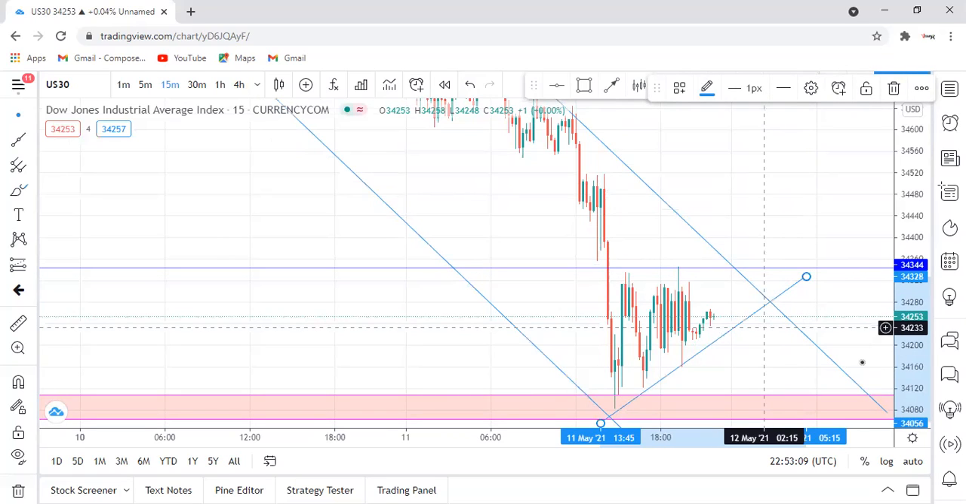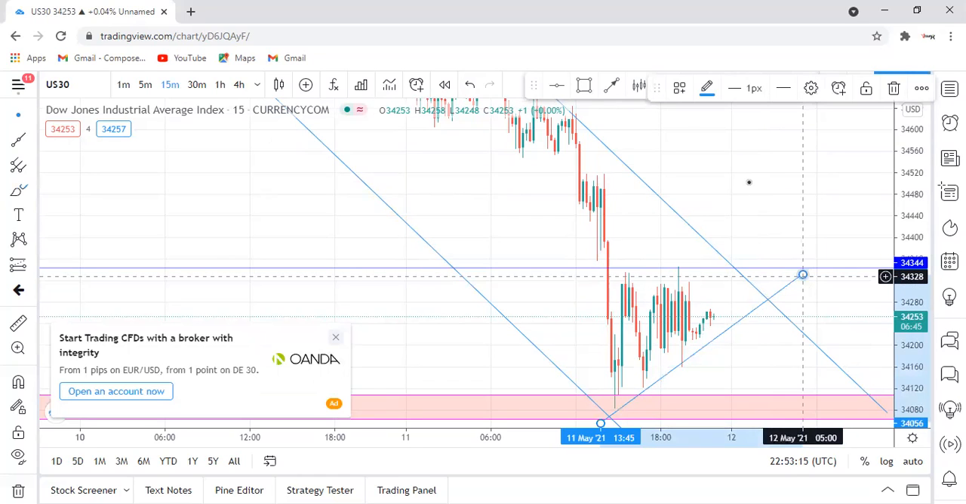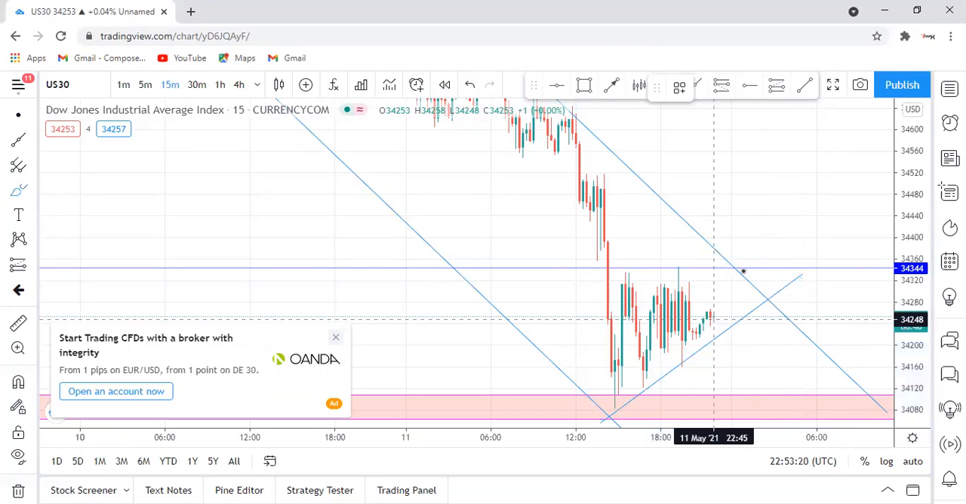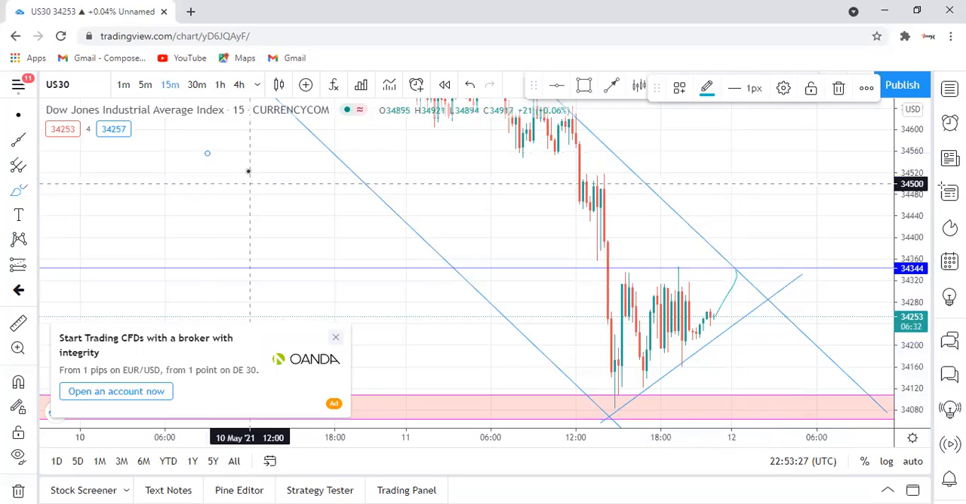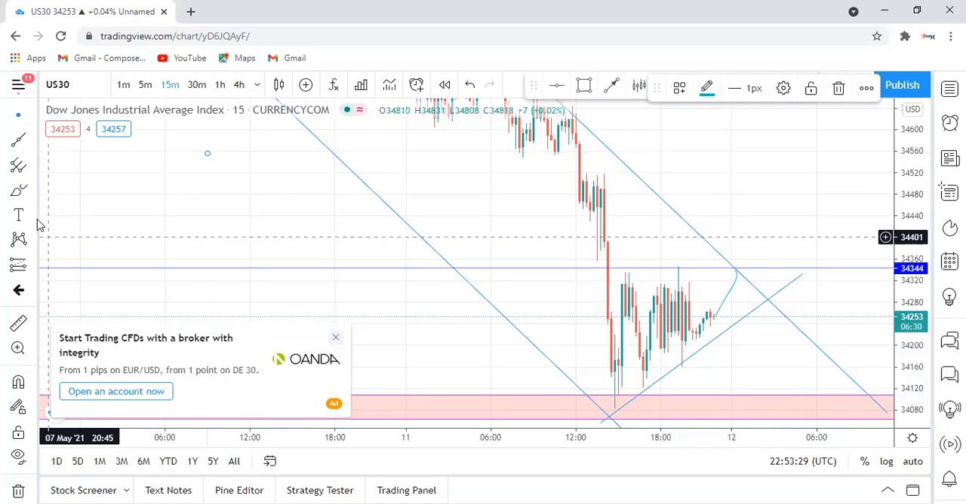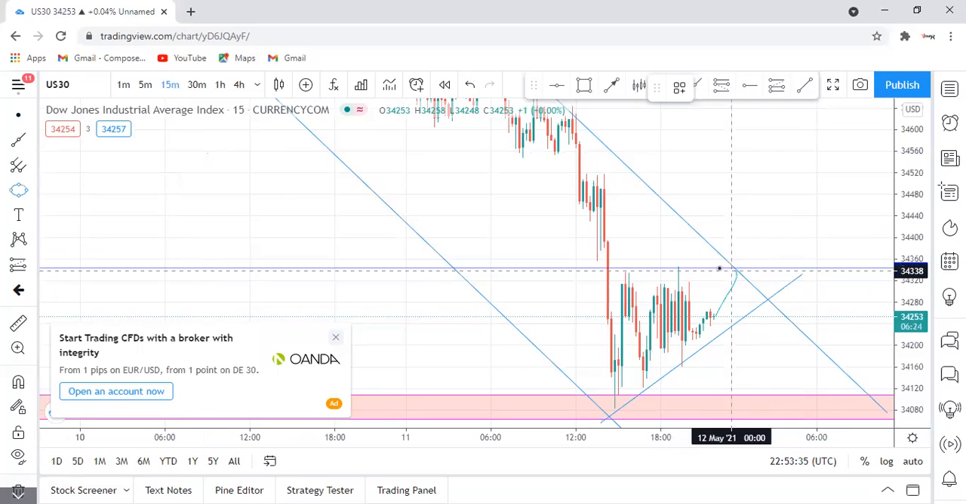Where is the potential entry in this sense? The potential entry that we're seeing is that this thing will go upside, fail to break, and so it will retest here. Let me just find something to circle it. So we're expecting that it should fail to break here.